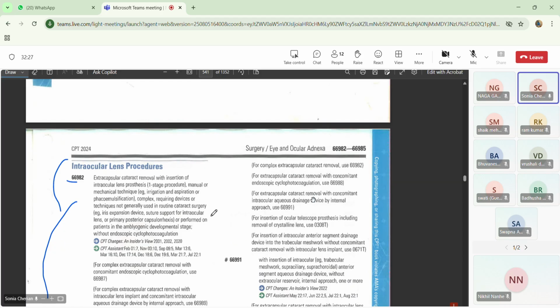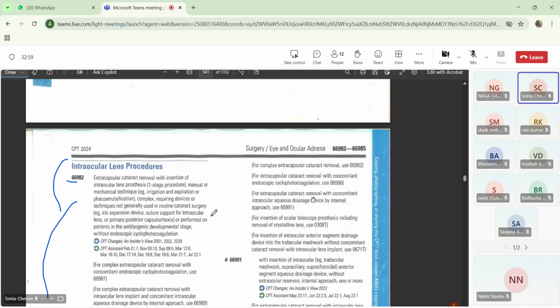And if they are using a dye, blue dye, methylene blue dye, trypan dye, you can consider it a complex procedure. Why? Because these devices and dyes they won't use in a normal routine cataract. But if they are using them, then it is not a routine cataract surgery. It is a complex one.